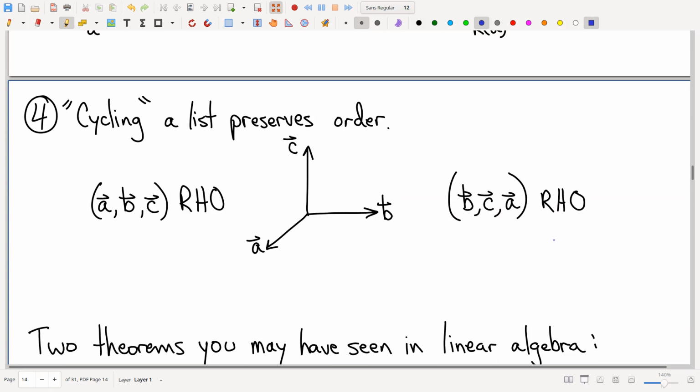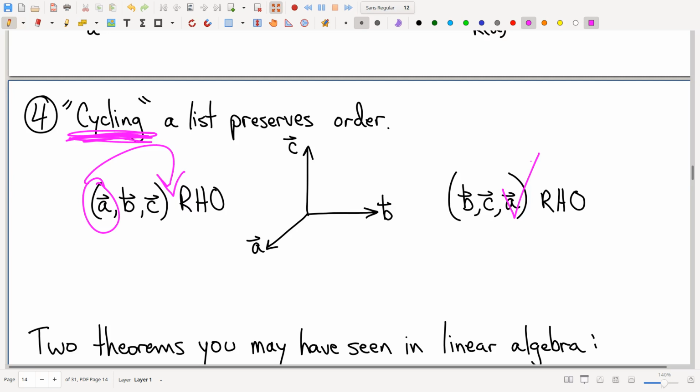Side note, there is a fourth property that's useful to have, and that is that if you cycle a list, by which I mean if you take the first vector in your list and put it at the end, like so, this is what I call cycling. That preserves order. And a pretty good little intuition for this is, if you watch my hand here, this motion right here.